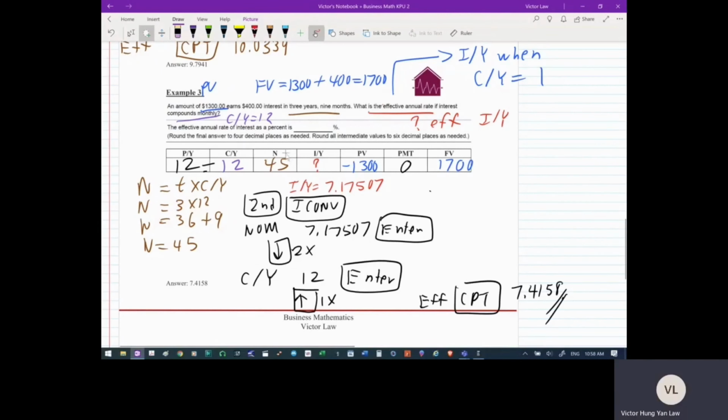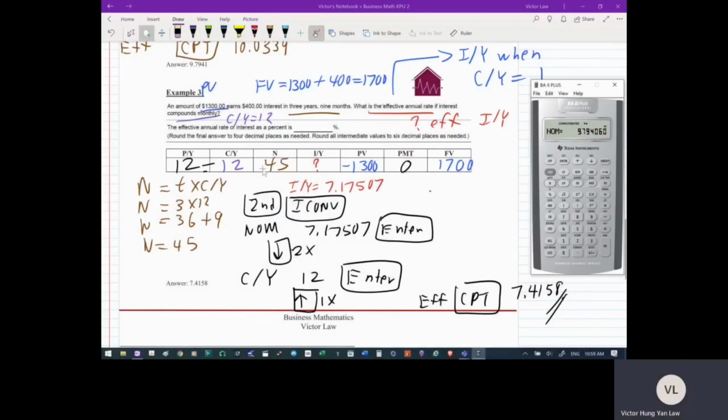And that's our N. Lastly, we have the assumption that we made: we're assuming that PMT equals 0. And when PMT equals 0, our PY equals CY. So that's why our PY is 12, because our CY is 12. Once we have everything filled out, we can plug it into the financial calculator and solve for IY. And we're going to do that right now.